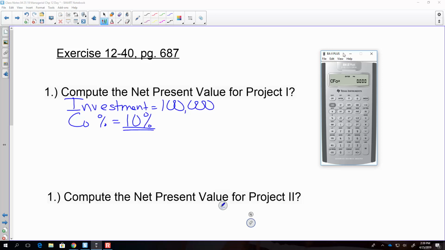All right, so how do we get this information in? And this really gets students on the test. So this is basically a test example. So we have 100,000. Don't forget the negative. Enter that. What was my cash flow? So down arrow. What was my cash flow in year 1 for project 1? 0. And you actually have to put that in your calculator. So put 0 in, please. And then enter.